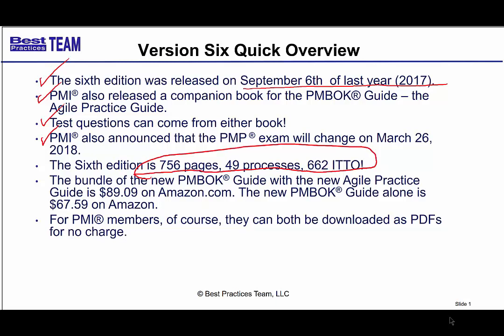Everything always gets bigger. The 6th edition is now 750 pages plus, compared to a little less than 600 pages for version 5. They've also increased the number of processes. They've added 3 new processes but dropped 1 of them, so there's a net gain of 2 processes from version 5.